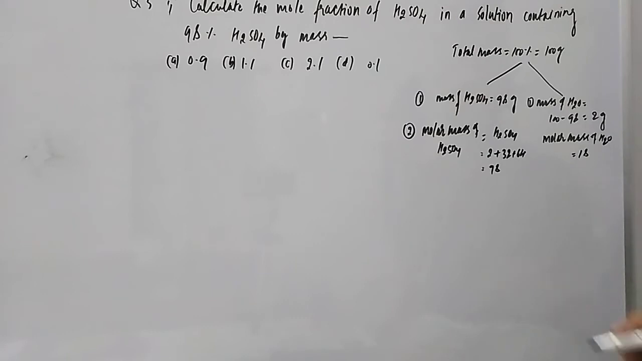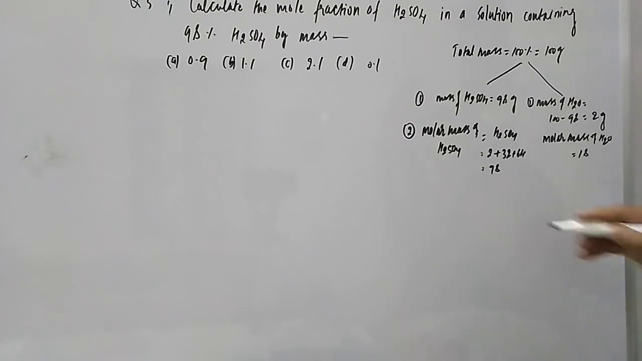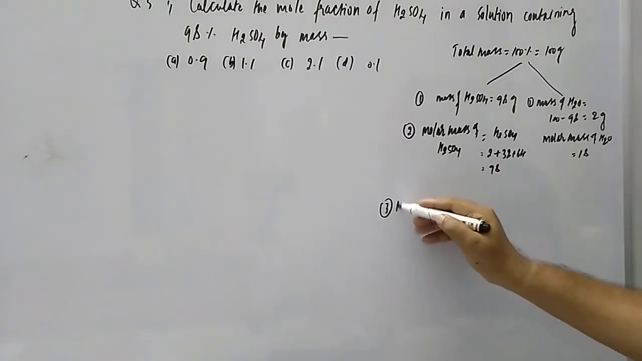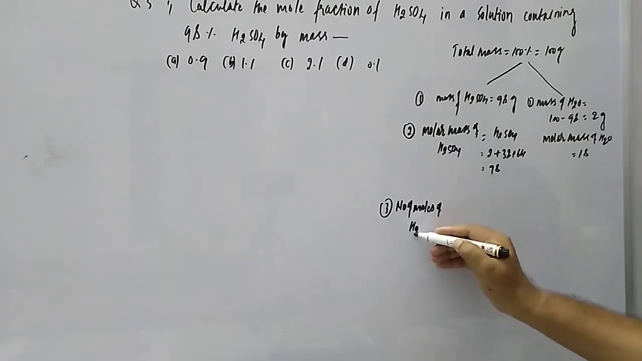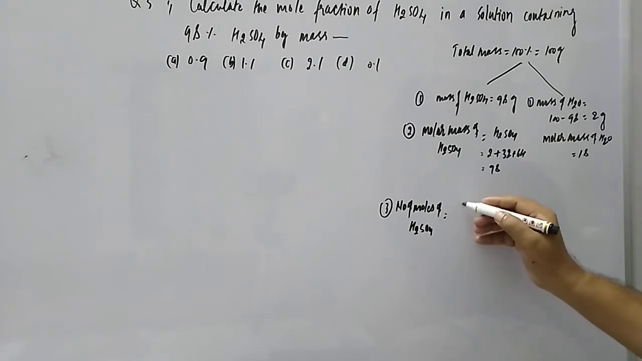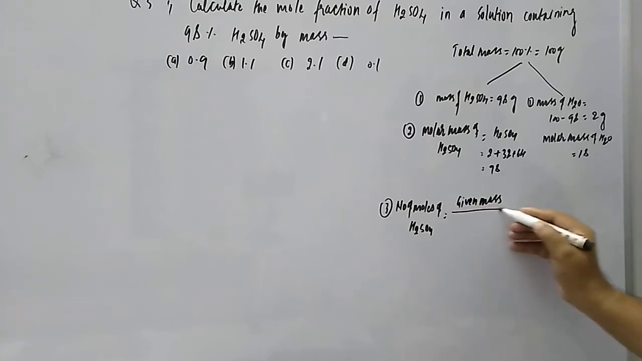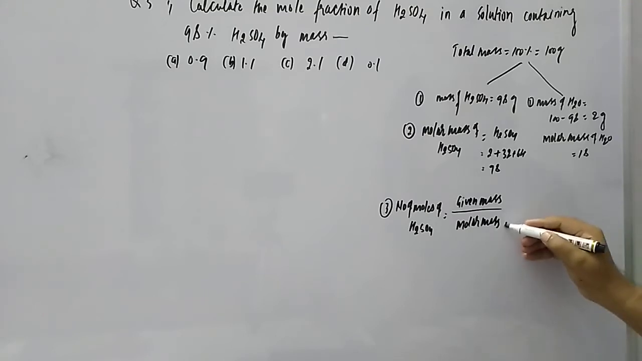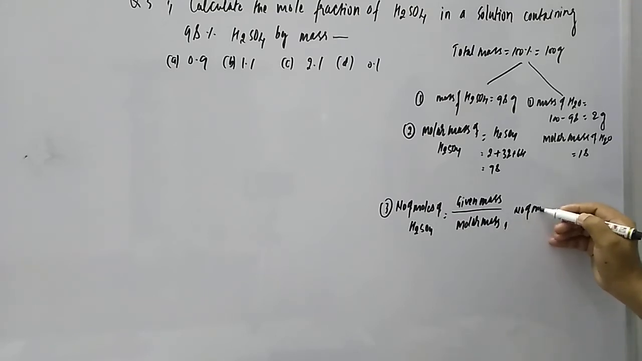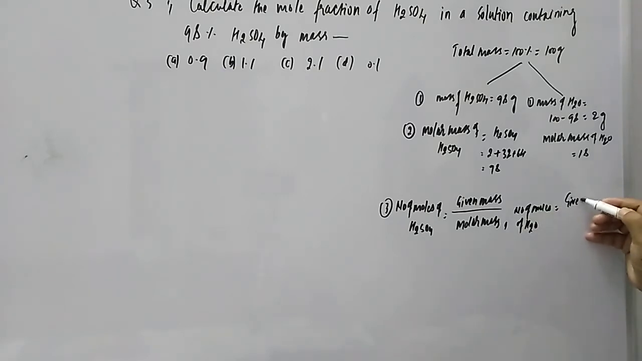18 gram per mole. Two things we got, but for mole fraction we need the number of moles also. So third, you calculate the number of moles of H2SO4. That is given mass upon molar mass. We can apply the formula. And for the number of moles of water, that is also given mass upon molar mass.